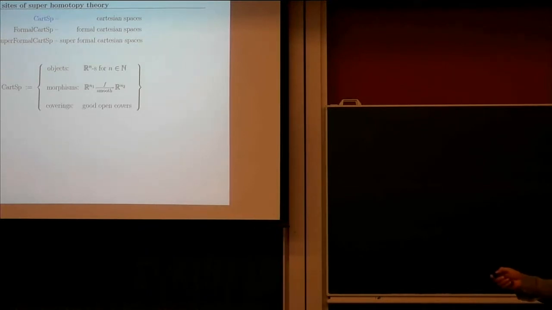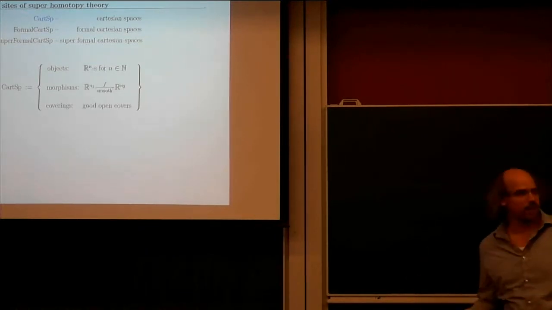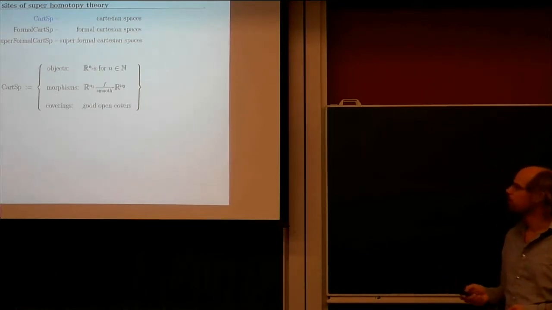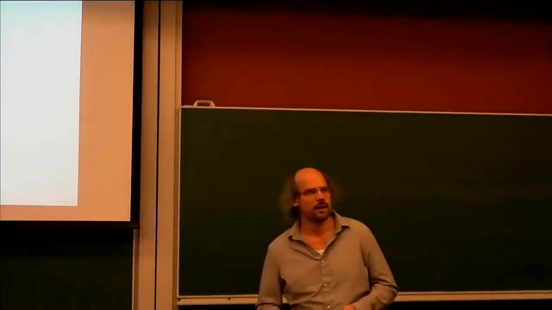If you know about smooth manifolds, Felix warned me that I shouldn't assume it. If you know about smooth manifolds, then it's just the full subcategory of smooth manifolds of those that happen to be R^n's. And I'll equip this with a site, or broadly a pre-topology, actually the site in the Elephant sense, just the good open covers. So these R^n's are diffeomorphic to smooth balls. You can ask that you have one R^n and you cover it by mapping other R^n's to it. And the cover would be good if every finite non-empty intersection is again diffeomorphic to an R^n. It's just a technical condition.